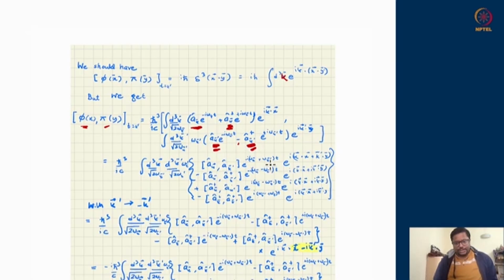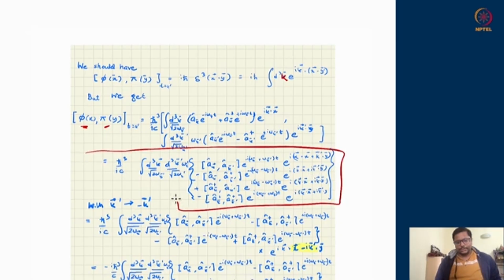Their exponentials in the time will combine in that particular way, and their exponentials in the position will also combine in that particular way. Okay, so this should be fine enough. You should just write it down, collect all the commutators, and you will get the next equation, the big curly bracket equation here. So this is the phi pi commutator at equal time.